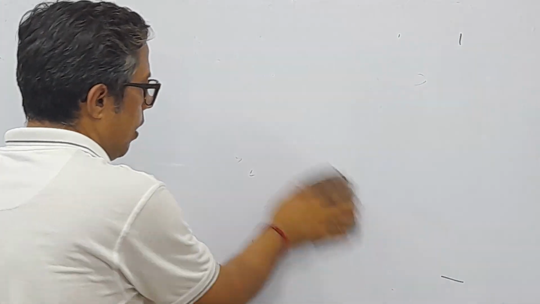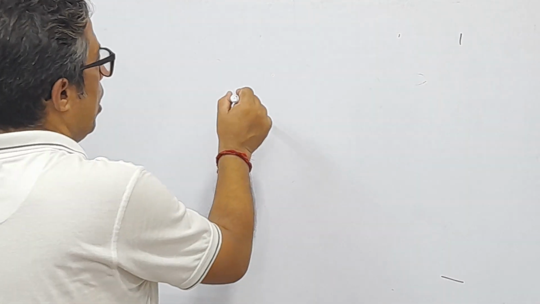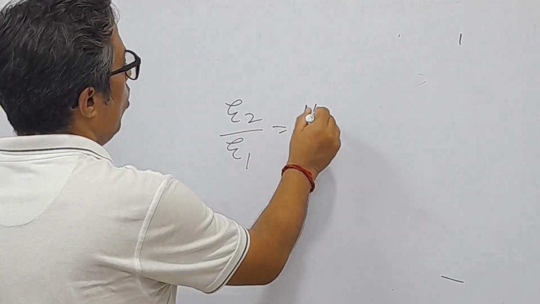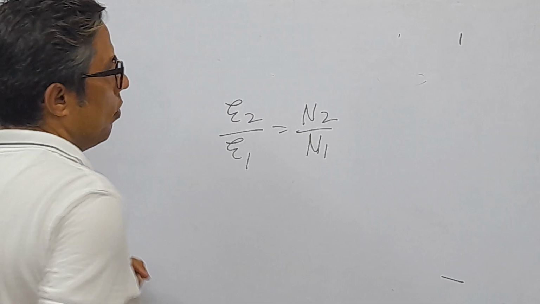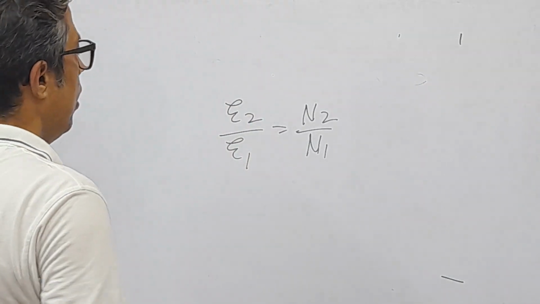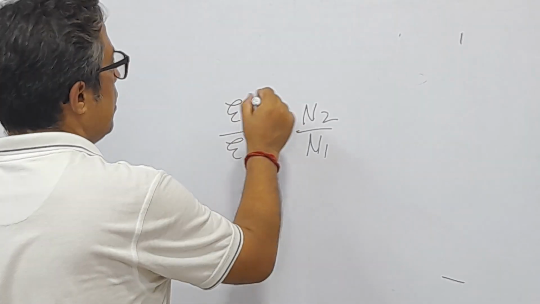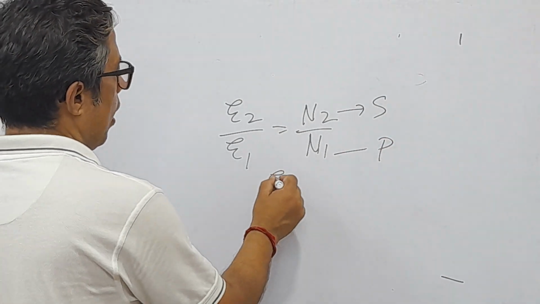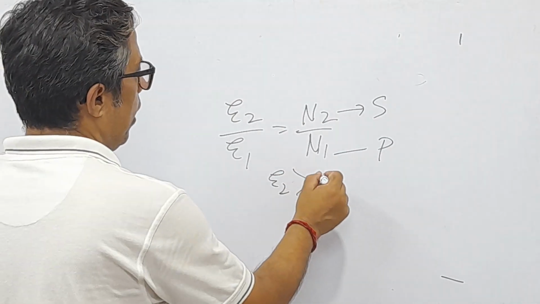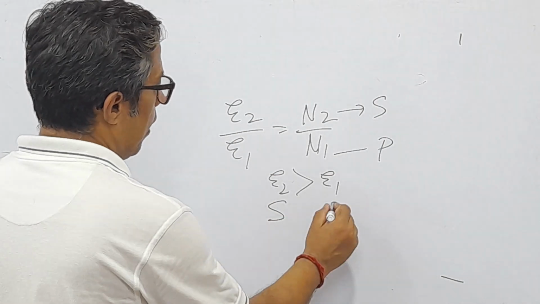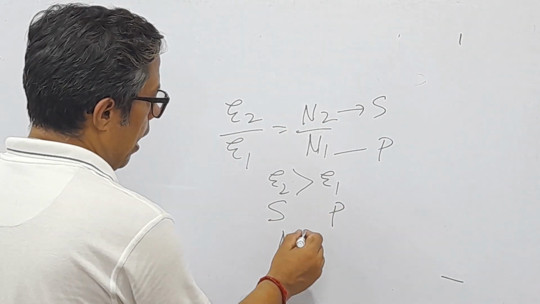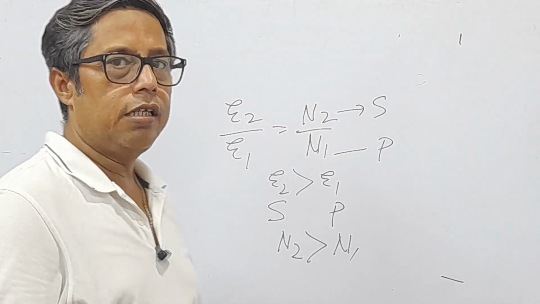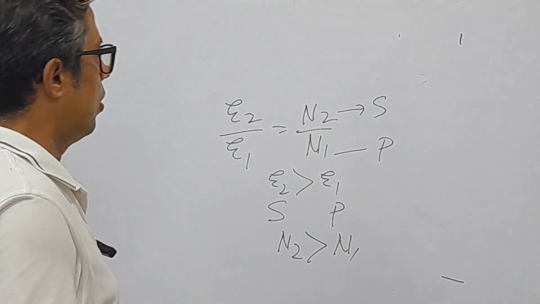So this is the fundamental part, right? Now you can say you have deep knowledge of this part. So this is the ratio. Now, this is the secondary coil and this is the primary. If you want the secondary coil EMF to be greater than the primary EMF, what do you have to do? You have to make N2 greater than N1. That's it. So this is all about this concept.